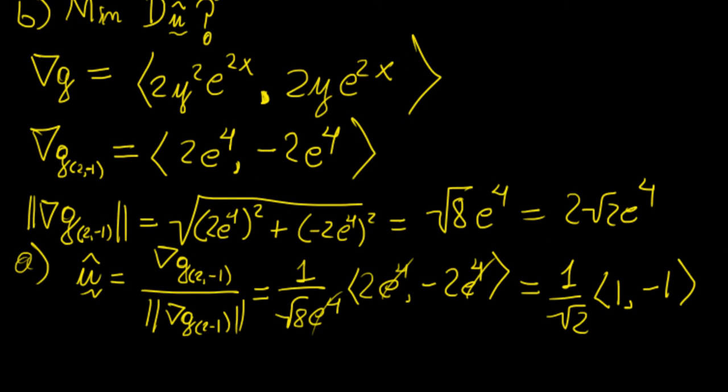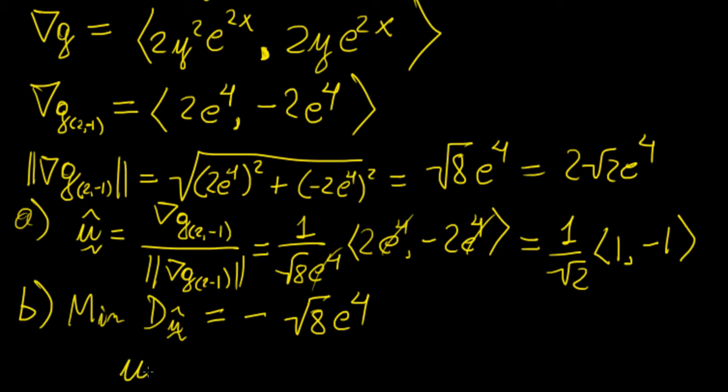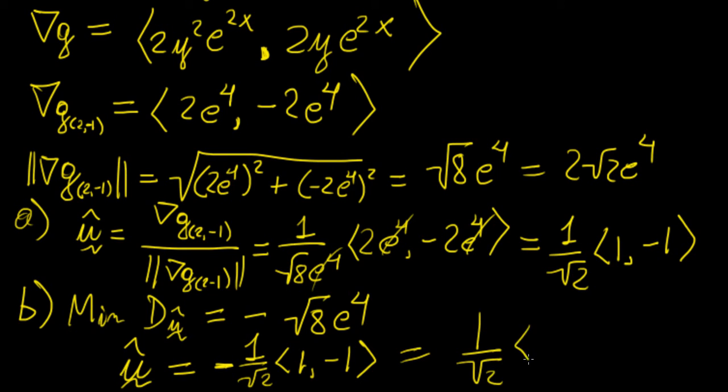And now for part B, what's the minimum? Well, the minimum is just going to be this magnitude, but we're going to multiply it by minus. So that's going to be the minimum directional derivative. It's going to be equal to minus square root of 8 times e to the 4. And then it's going to occur in the direction of the following unit vector, which is equal to minus this unit vector, so that's minus 1 over square root of 2 times (1, -1). So this is the same as just changing the signs on that: (-1, 1). So that's the direction in which the minimum slope or gradient occurs, and that's the magnitude of that minimum slope.